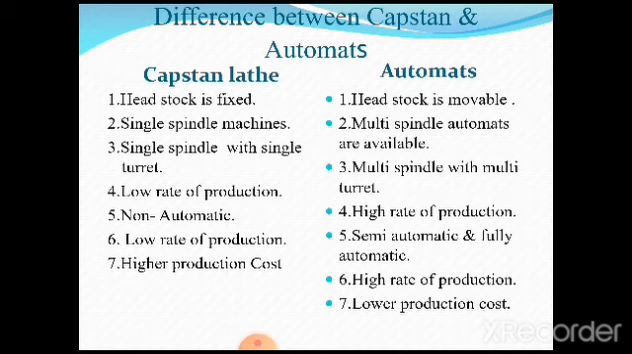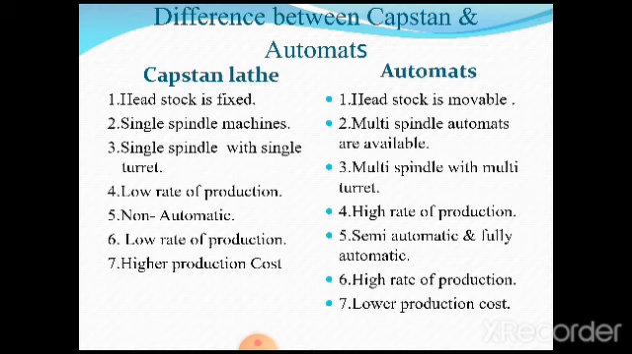Capstan lathes are single spindle machines, but in automatics you can have multiple spindle automats, where the number of workpieces accommodated can be more. A capstan lathe has a single spindle with a single turret, which can accommodate 6 tools. But in automatic lathes you can have multi spindle with multi turret. There is a low rate of production in a capstan lathe, but in automatics there is a high rate of production, because you are going to produce more than one workpiece at a time.